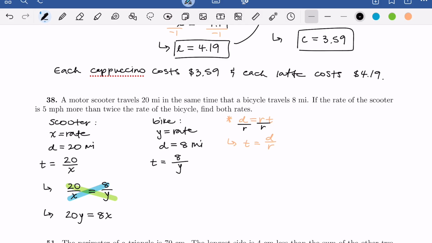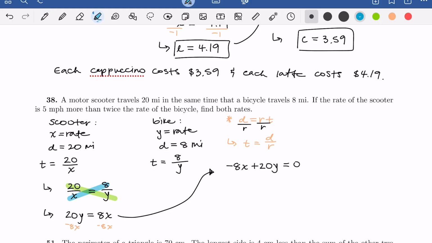All right, so this is our first equation. And let's go ahead and write this over here where we have more room. Now, usually we like to write our equations in standard form. So what I'm going to do is move this 8x over to the other side. So minus 8x, minus 8x. I'm going to have minus 8x plus 20y is equal to 0. So this is our first equation.